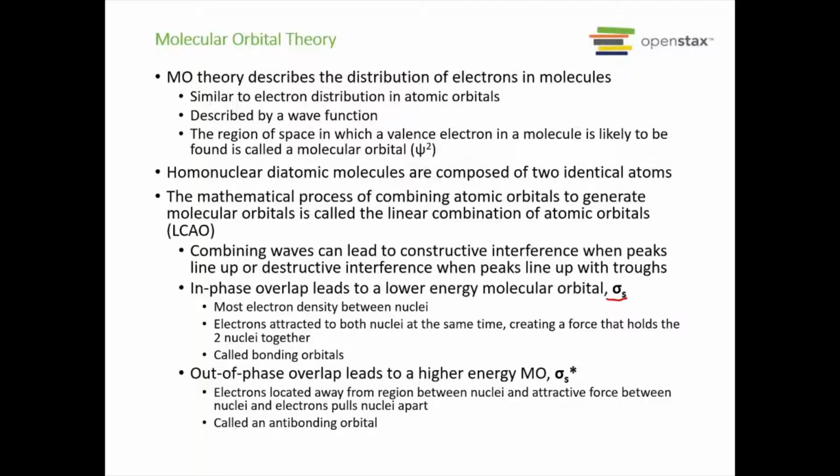The out-of-phase overlap leads to a higher energy molecular orbital called sigma s star. That doesn't mean it's the star. The electrons are located away from the region between the nuclei, and the attractive force between the nuclei and the electrons pulls the nuclei apart. So this is an anti-bonding orbital.